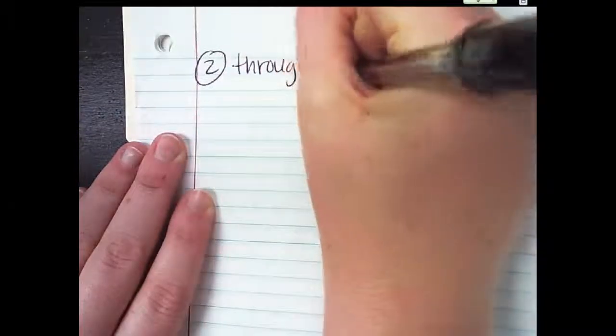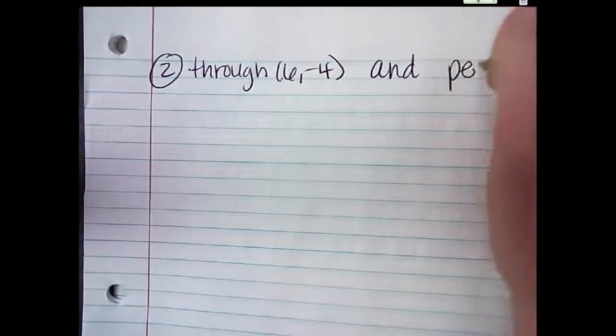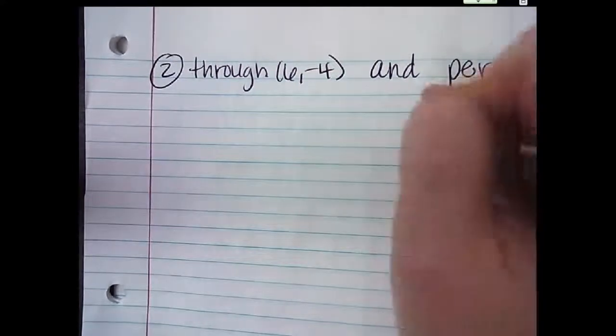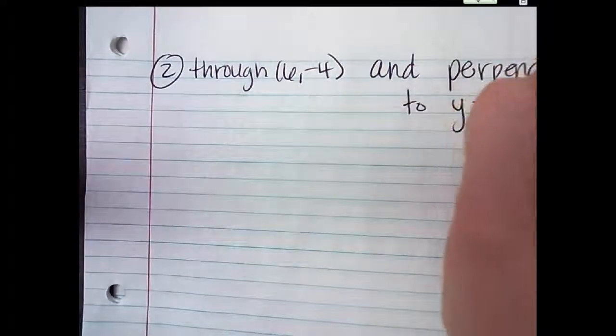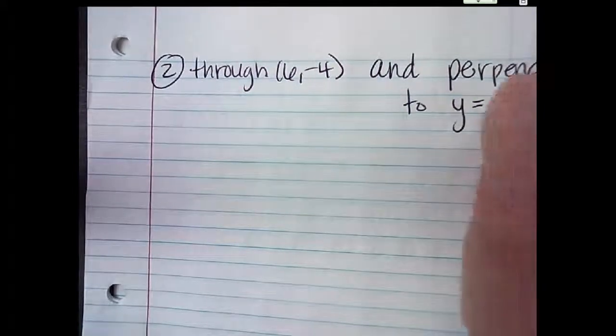Number 2. Okay, number 2. Through the point 6, -4 and perpendicular, sorry, long word, to y equals -3/4 x plus 2.